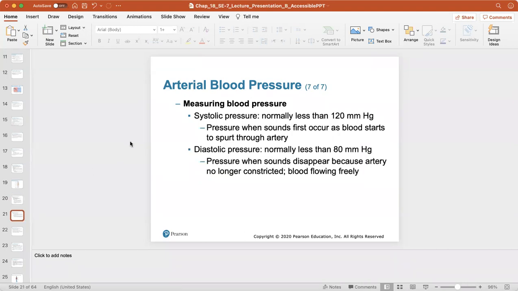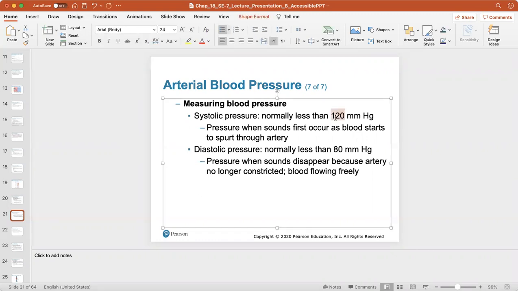The systolic pressure is normally less than 120, and this is the pressure when the sounds first occur as blood starts to spurt through the artery. When you take someone's blood pressure, the cuff closes off the brachial artery, and then you slowly release pressure until you can hear blood starting to spurt through the artery. That first sound you hear is the systolic pressure, and you're recording that using a blood pressure cuff measurement, and hopefully it'll be 120 or lower. Diastolic pressure is normally less than 80. This will be the pressure when the sounds disappear completely because the artery is no longer constricted. You've completely let out the pressure from the cuff, so blood can flow freely again, so you don't hear anything anymore.